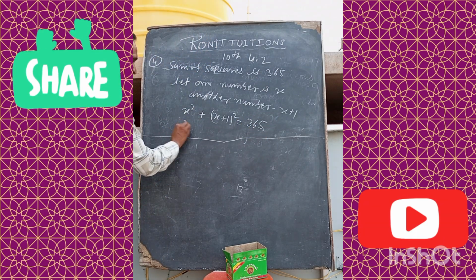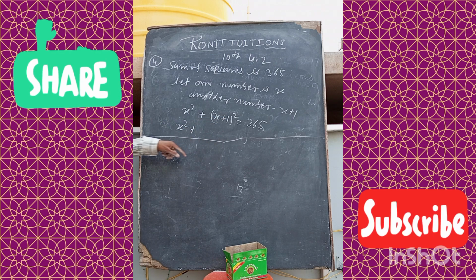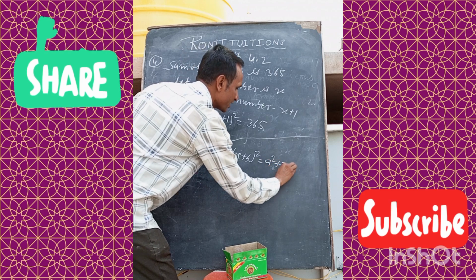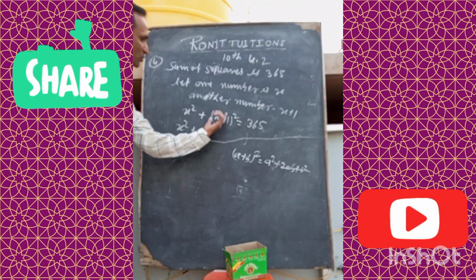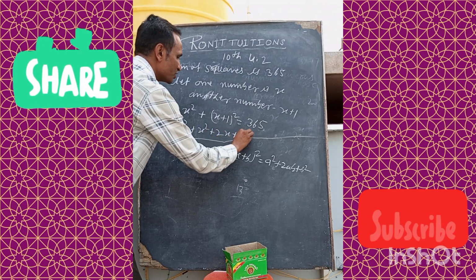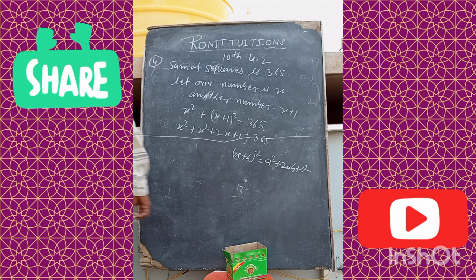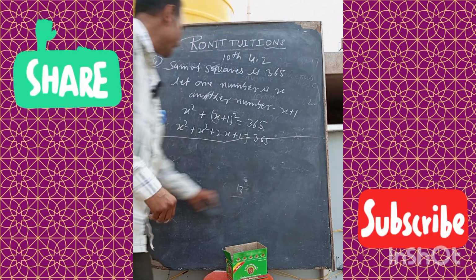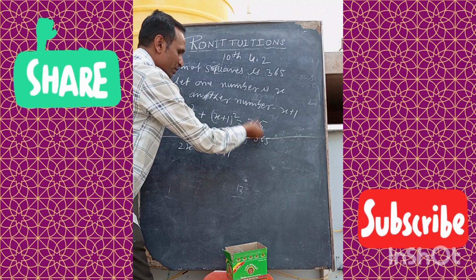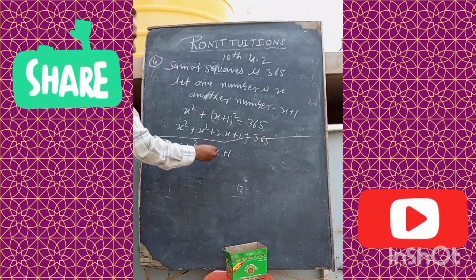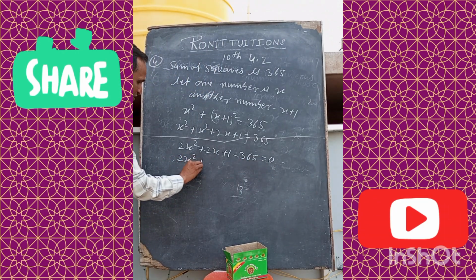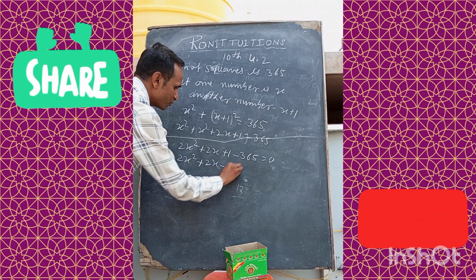So it can be written as x square plus x plus 1 whole square. A plus b whole square you know already: a plus b whole square is equal to a square plus 2ab plus b square. Here a is equal to x and b is equal to 1, so we can write x square plus 2x plus 1 is equal to 365. So we get 2x square plus 2x plus 1, and transposing 365 from the right hand side to the left hand side, it becomes minus 365 is equal to 0. We can write it as 2x square plus 2x minus 364 is equal to 0.